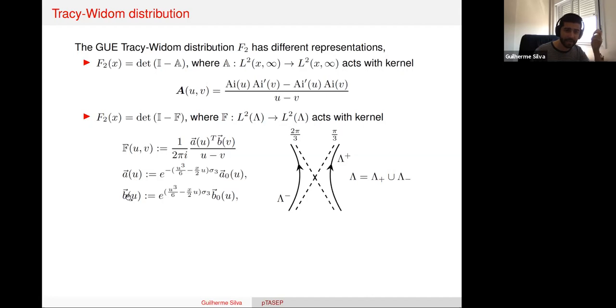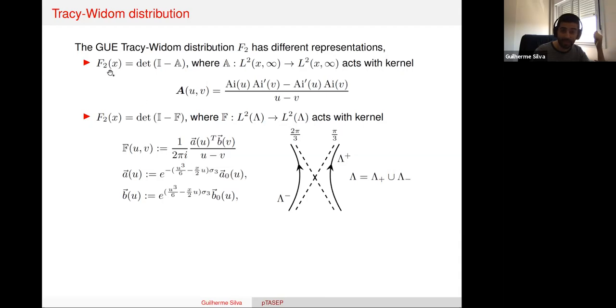But what's important for us is that those vectors A and B take the following form. To obtain them, you take certain vectors A naught and B naught. Those vectors A naught and B naught do not depend on any parameters. They do not depend on X. They're just characteristic functions. You multiply them by a matrix. So sigma 3 here is a Pauli matrix. And you just take the exponential of this Pauli matrix, where the exponential comes with a cubic factor, right? And this is the important feature that I want to stress. And you see that exactly here is where the parameter X appears.